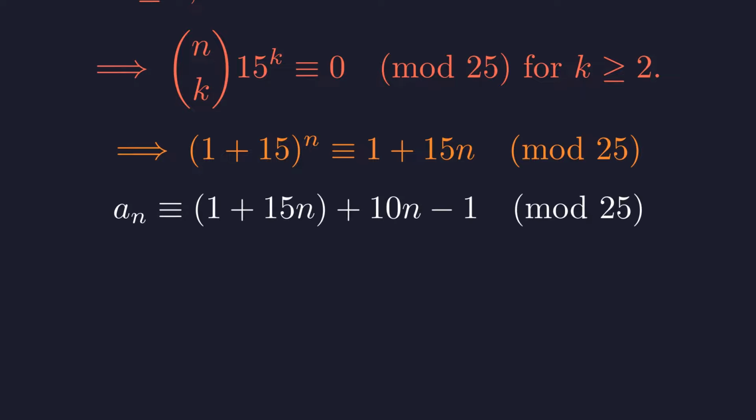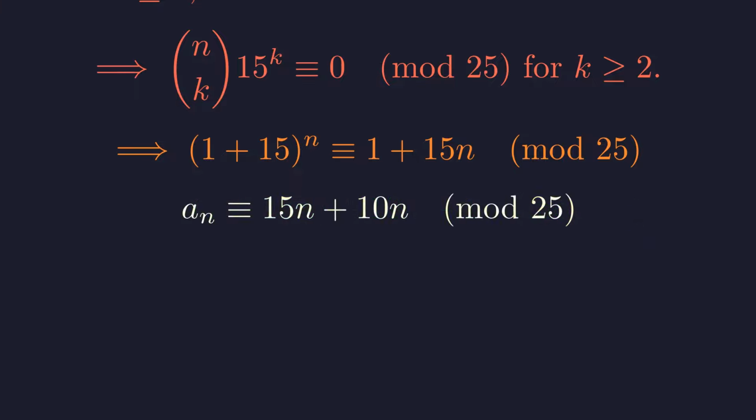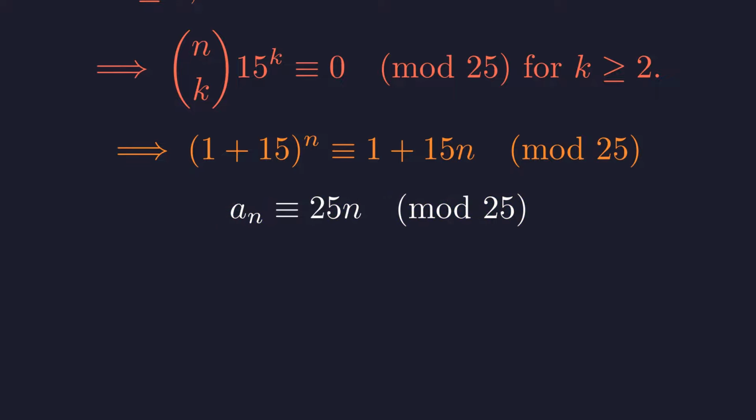Substituting this back into our original expression, we get 1 plus 15n plus 10n minus 1, all modulo 25. First, the 1 and negative 1 cancel each other out. This leaves us with 15n plus 10n. Combining the terms with n, we get 25n. And since 25n is always a multiple of 25, a sub n is congruent to 0 modulo 25. This proves that 25 divides every term in our sequence.